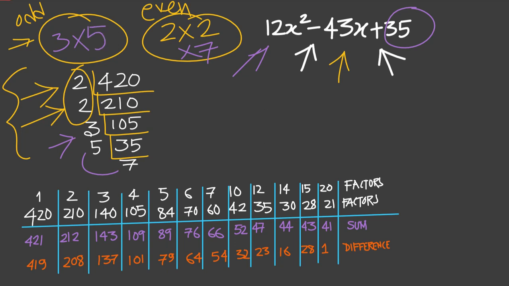So 3 5 are 15, 2 into 7 is 28. Now look at this block, 15 and 28. It gives you 43, right? So 15 and 28 will give you 43. And what will be the sign? Sign of 28 will be minus 28, right? Now as I said, both were negative, so minus 28x minus 15x.